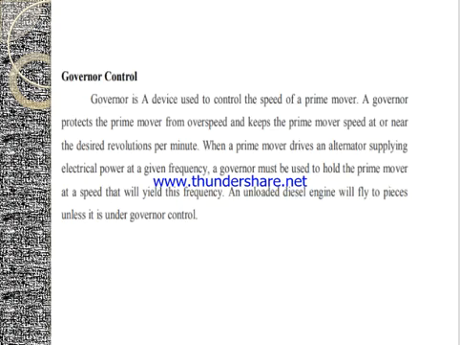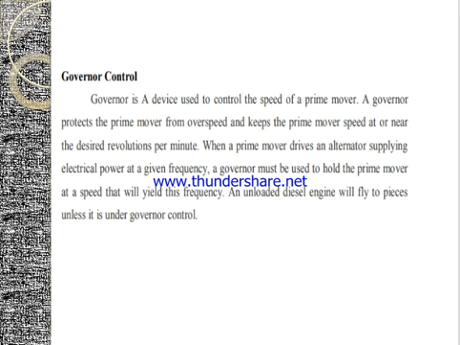We can detail it. The governor control. So what is a governor? It is a device which is used to control the speed of a prime mover, that is a turbine. A governor protects the turbine from overspeed and keeps the prime mover speed at or near the desired revolutions per minute. When a prime mover drives an alternator supplying electrical power at a given frequency, a governor must be used to hold the prime mover at a definite speed so that a constant frequency can be achieved.